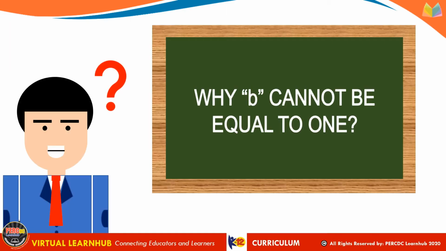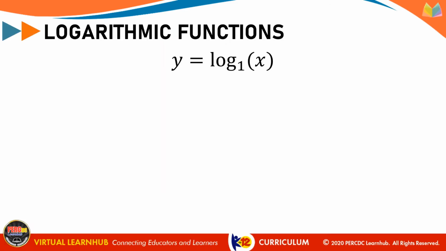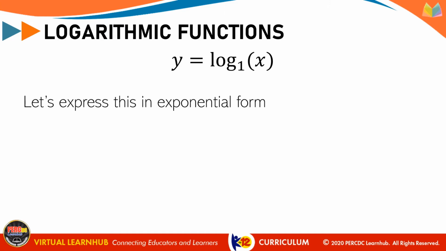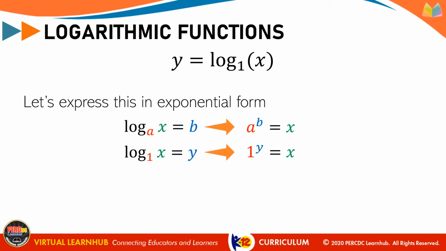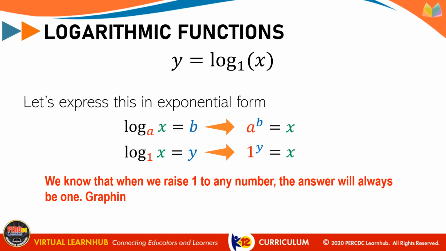Now let's discuss why b cannot be equal to 1. For this example, we have y equals log of x to the base 1. Expressing this logarithmic function into exponential form, from log of x to the base a equals b, it will become a raised to b equals x. So the given log of x to the base 1 equals y will become 1 raised to y equals x. We know that when we raise 1 to any number, the answer will always be 1. Graphing this will only produce a straight line.